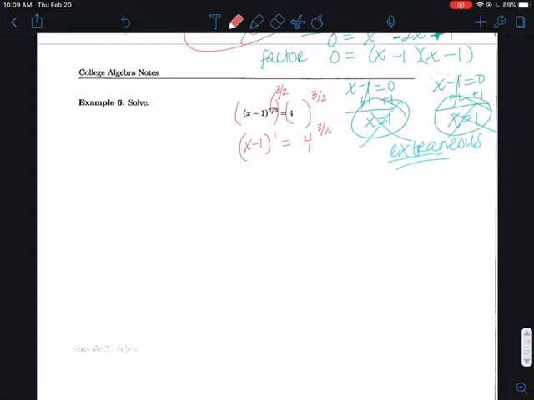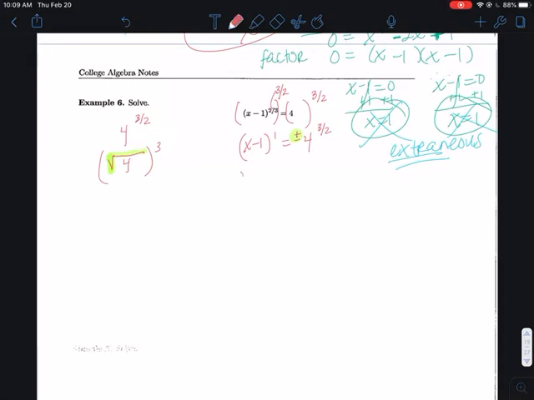You also have to put a plus or minus in front of this side, because if you think about 4 to the 3/2 power, that's the same thing as taking the square root of 4 and then cubing it. And remember, anytime you introduce a square root into a problem, you have to put a plus or minus symbol. So with these radical problems, you're going to have to put a plus or minus symbol when you get to this step.